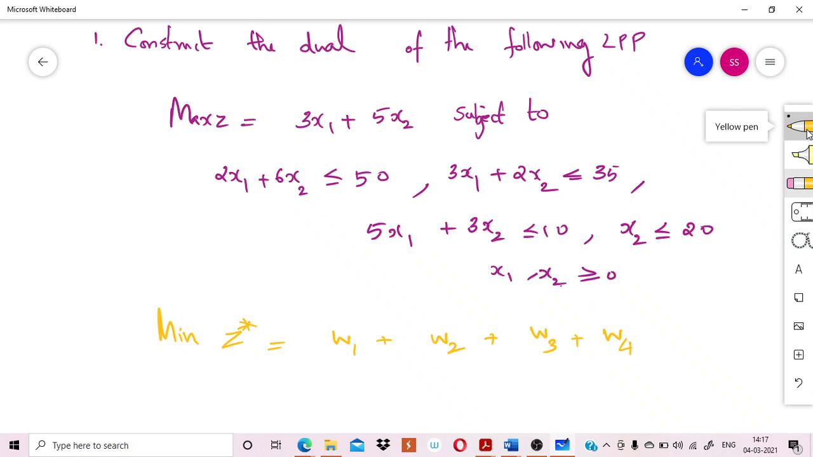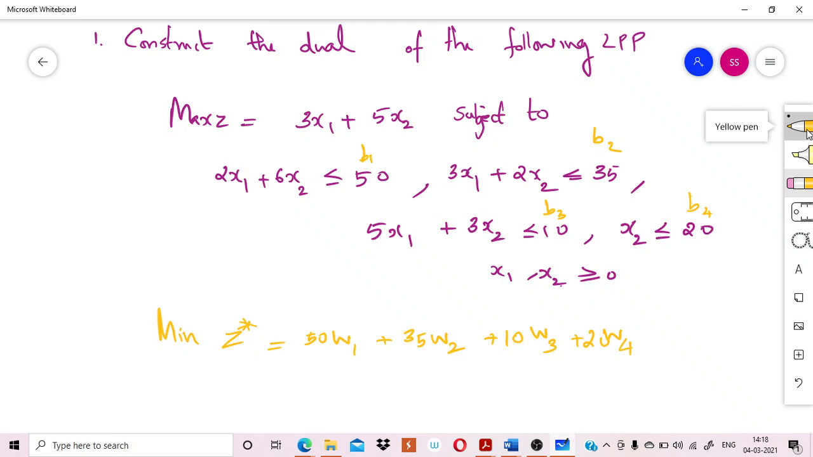1, 2, 3, 4 is 4 decision variables you have to declare, and the coefficients in dual are b1, b2, etc. bn, right? So this is b1, and this is b2, this is b3, b4. So 50 w1, 35 w2, right? Then we have 10 w3, then 20 w4. So this is our minimization problem.